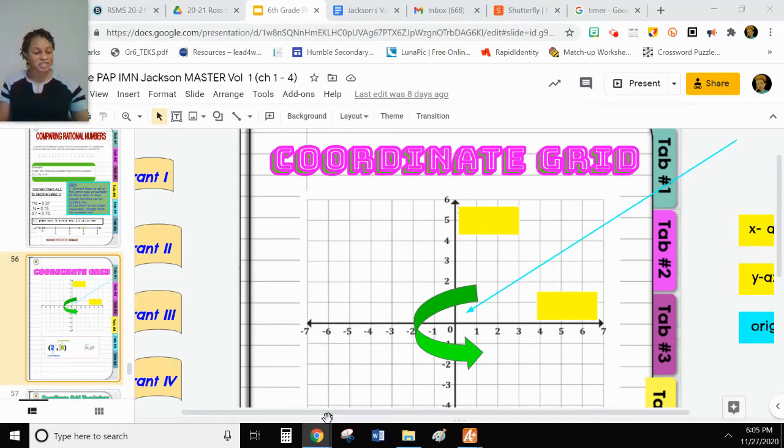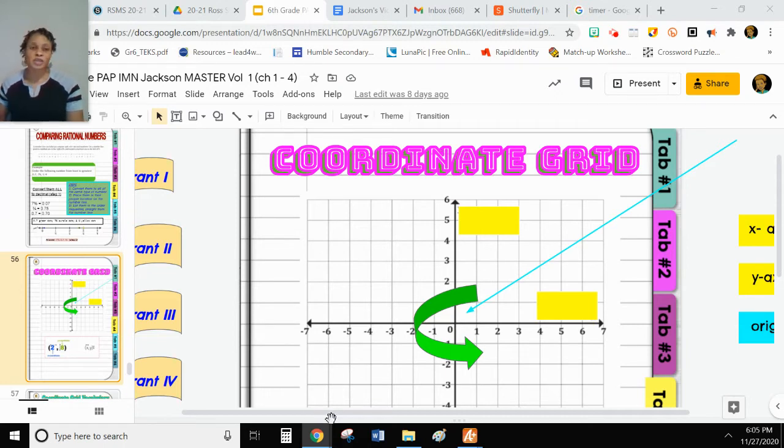Today we will be continuing chapter 4 and we're going to be looking at coordinate grids. Our TEK is 6.11a, which says I can graph points in all four quadrants using ordered pairs of rational numbers. You guys have seen coordinate planes before, but you've mostly focused on quadrant 1. We're going to learn about quadrant 2, 3, and 4 and how to plot points, locate them in these quadrants.